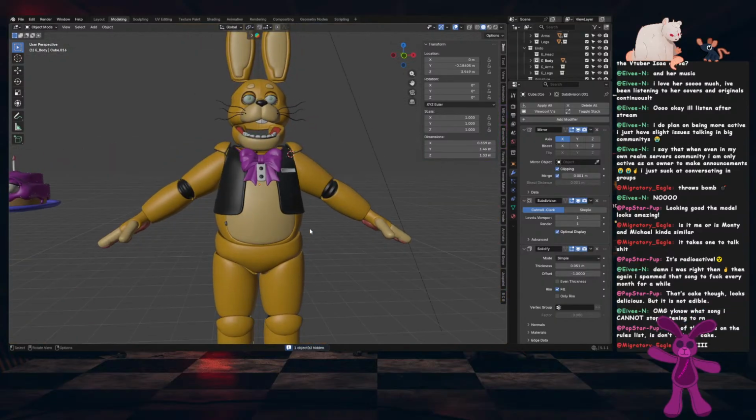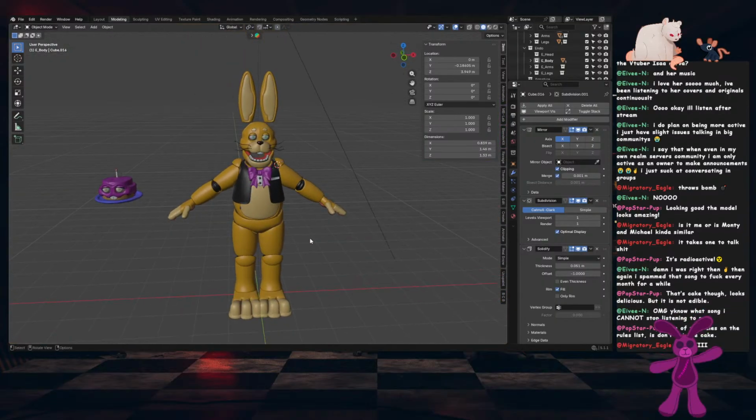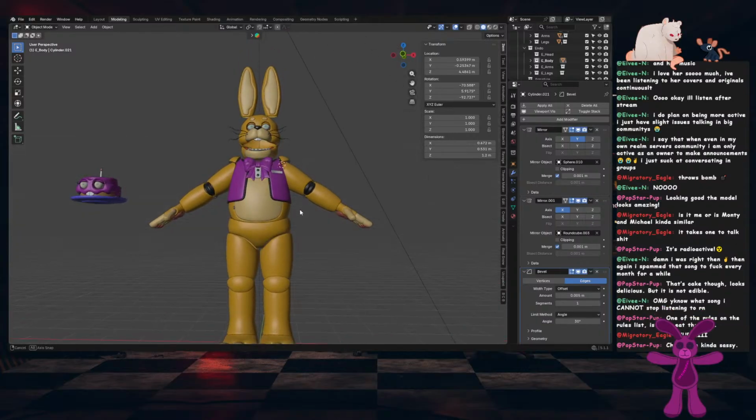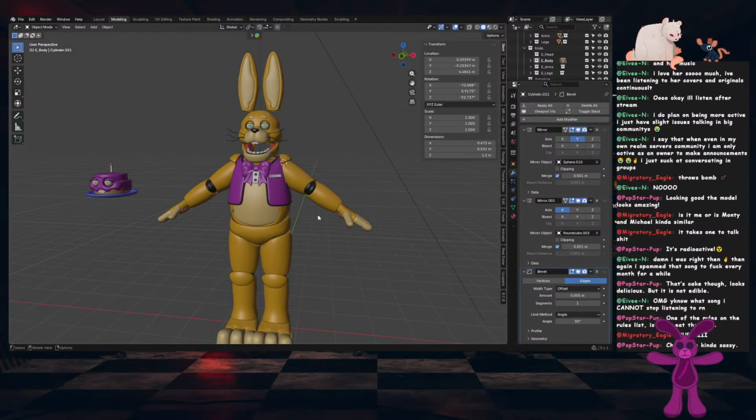Oh, I've turned him emo. That's right. I wanted to... no, I'm just going to do it on Freddy. Freddy's going to have cuffs.